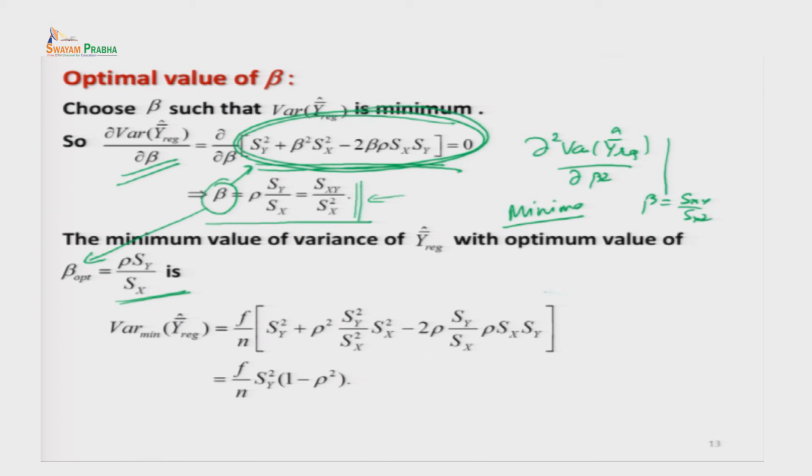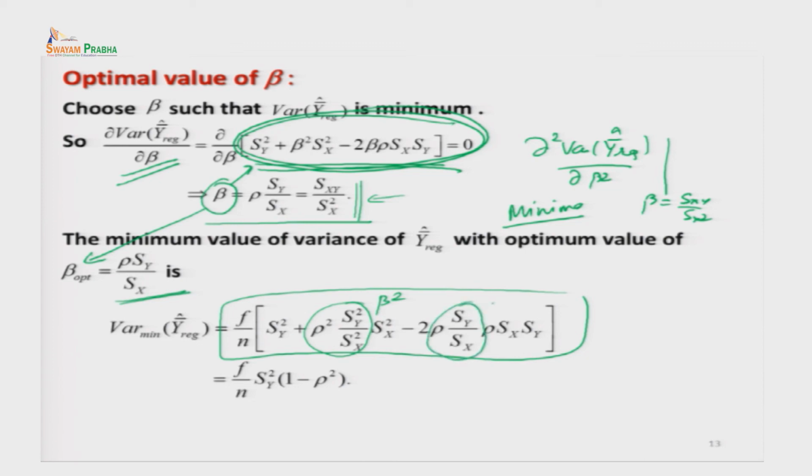So, I have written here, and I simply have replaced beta square by rho square Sy square upon Sx square, and beta by rho Sy divided by Sx, and we simply solve it, and you can see that this quantity comes out to be f upon n Sy square into 1 minus rho square. So, rho is the population correlation coefficient between x and y. So, you can see here the minimum variance of the regression estimator when beta is known to us.